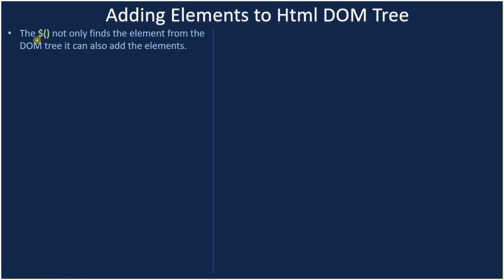We know about the dollar function. The dollar function not only finds the element from the DOM tree, it can also add the element. So far we used the dollar function to find the element, then we chained a function to make some additional manipulation. To the dollar function, we can pass the HTML element to create it. So that's the way we will create a new element.